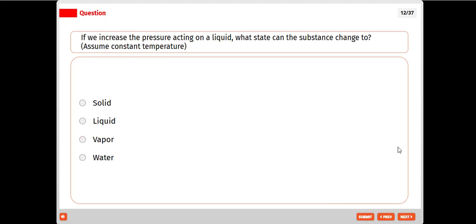If we increase the pressure acting on liquid, what state can it be converted to? Okay, we are increasing pressure now. At a constant temperature, acting on liquid, it will convert to solid.